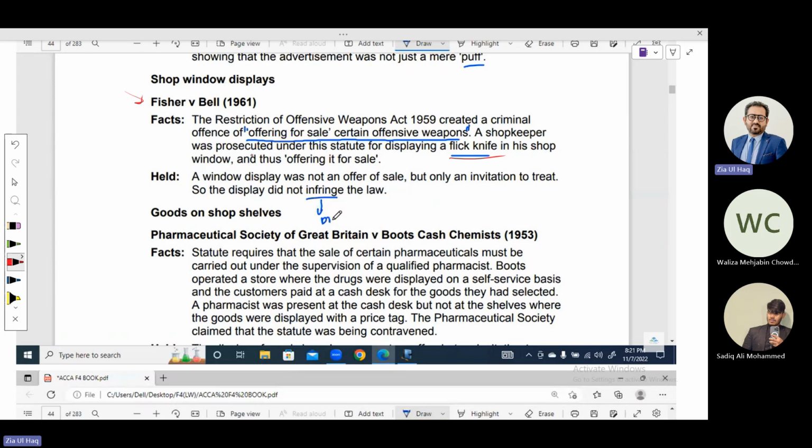So the shopkeeper was prosecuted under this statute for displaying a flick knife in his shop window and thus offering it for sale. But the court decided the display in the shop window is an invitation to treat rather than an offer. A window display was not an offer for sale, but only an invitation to treat, so the display didn't infringe the law. He didn't do anything against the law. He didn't offer to sell the knife. He just displayed it in the shop window.